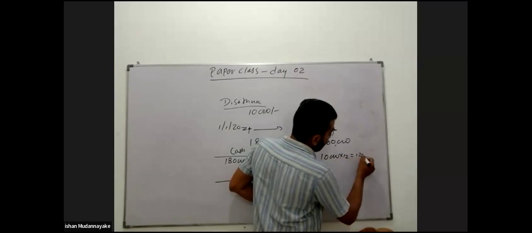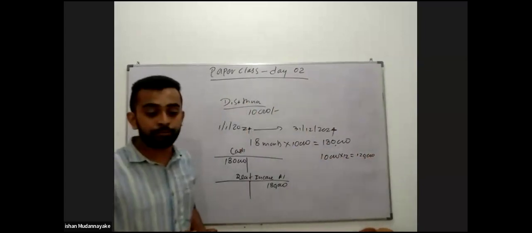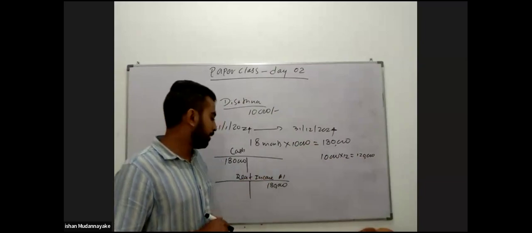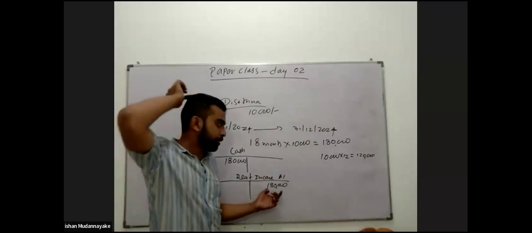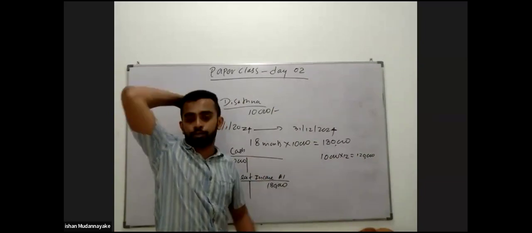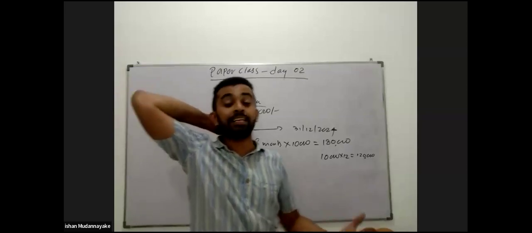Relevant rent income for the period, how much? 120,000. Rent income for the year should be 120,000. Then the received amount, how much? 180,000. Then the excess received is 60,000. The excess received 60,000, you need to recognize as a liability.